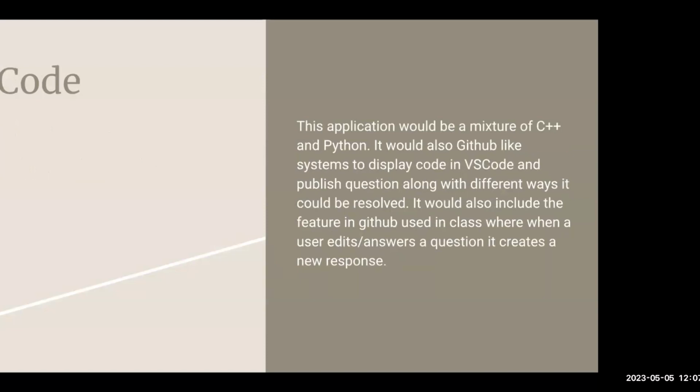So the code I would use for this application would be a mixture of C++ and Python. It would also use GitHub-like systems to display code in VS Code and publish questions along with different ways to be resolved. So it would include the feature in GitHub we use in class where when a user edits or answers a question, it creates a new response for it. This way, every time somebody is responding, they aren't changing the original question, they are creating a new response to it, but they can still have the question in front of them.